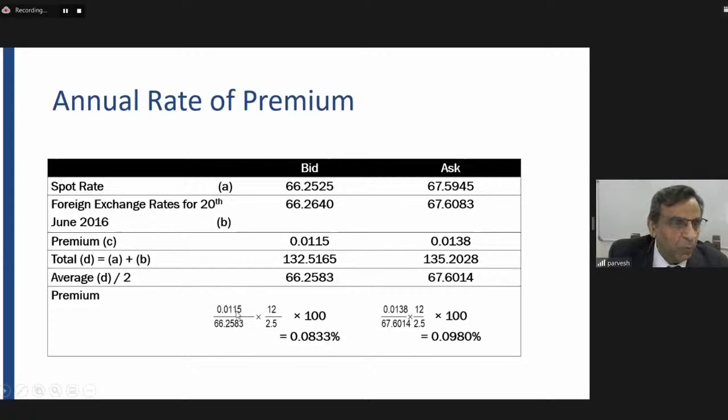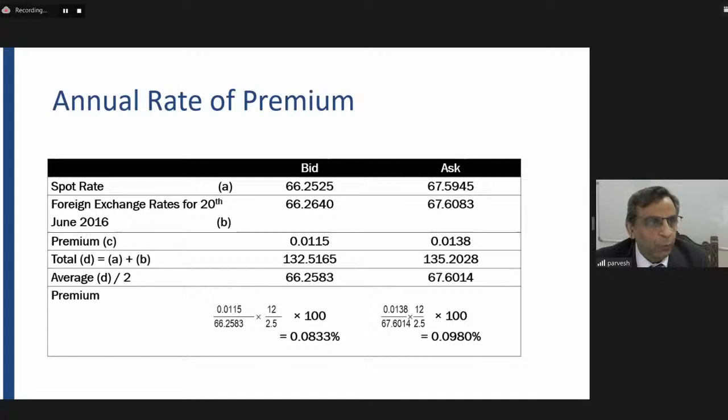So I'll say 1.0015 divided by 66.25, and I'm going to calculate the annualized premium. So 12 divided by 12 months divided by 2.5 months into 100. I get 0.008% premium on the bid rate, and similarly 0.0980% on the ask. So this is pretty simple. You have to calculate the premium on the bid and ask.